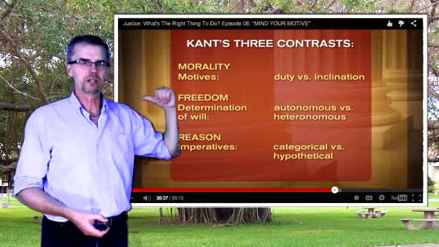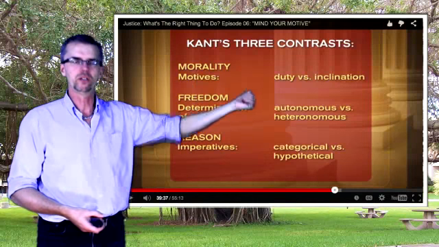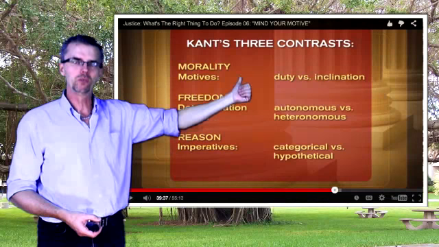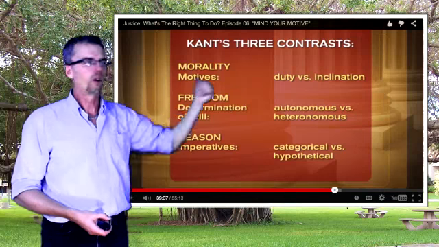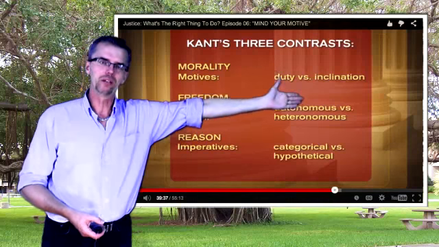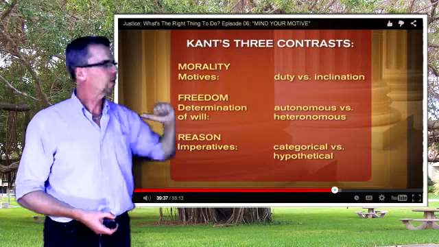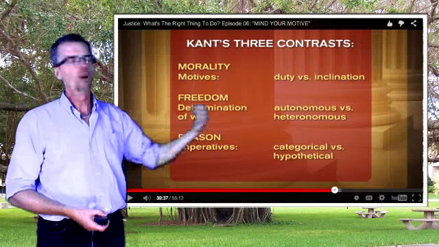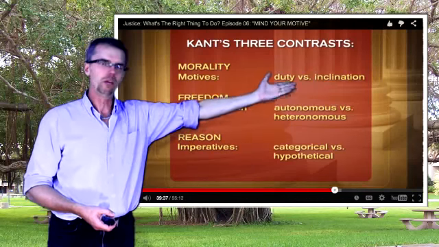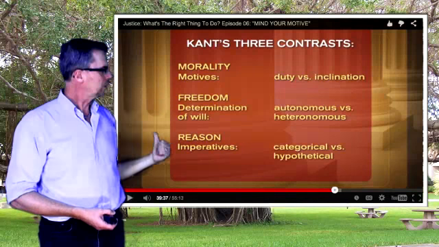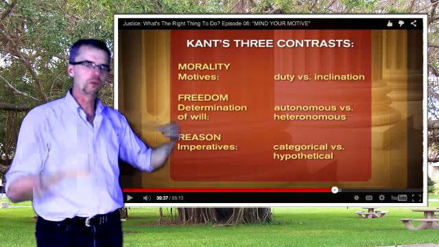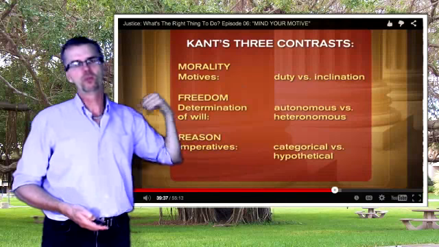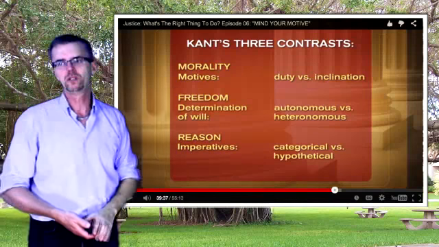There were three areas which Michael Sandel talks about as a contrast in Kant's philosophy. When he talks about morality, he talks about motives. What motivates you to act morally? Are you acting morally out of duty, or out of inclination? It's very different. When he talks about freedom, he's talking about your determination of will. Where does your will come from? Are you acting autonomously, or heteronomously? And when he talks about reason, this is where the imperative comes in, the reasoning that you put in your brain. Is this a categorical reasoning or a hypothetical reasoning? So those are three different sets of contrasts that exist in the philosophy.